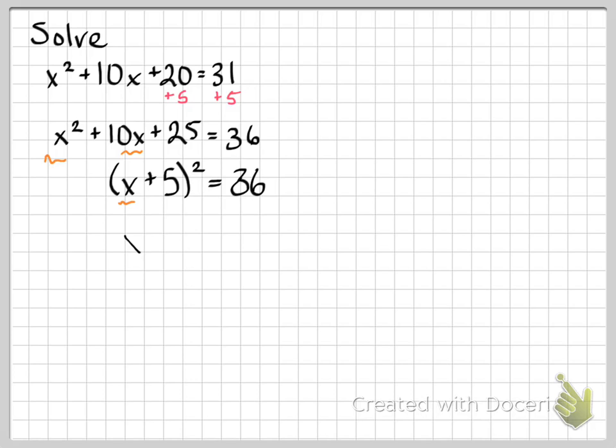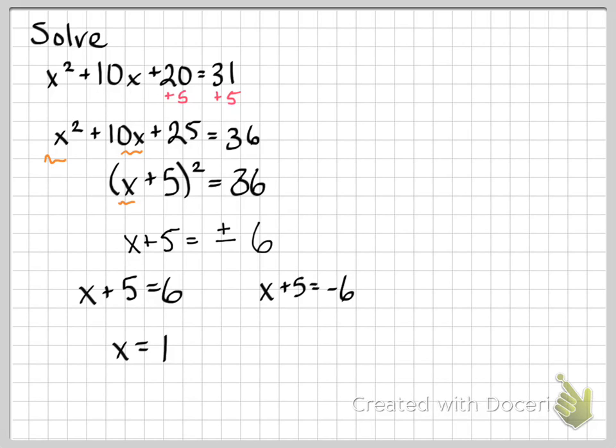So I start by taking the square root of both sides, and remember that a square root could be either positive or negative, so I need to consider that this could be either positive 6 or negative 6. So I know that x plus 5 equals 6, and I also know that x plus 5 could equal negative 6. So for both of these baby equations, to solve them I need to subtract 5, and I get that x equals 1, or that x equals negative 11.